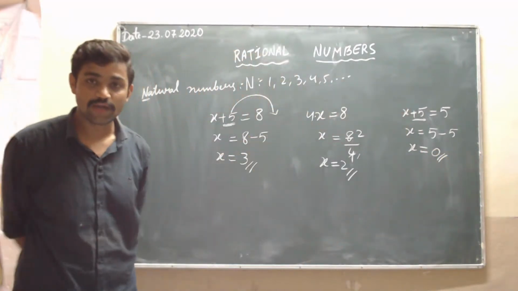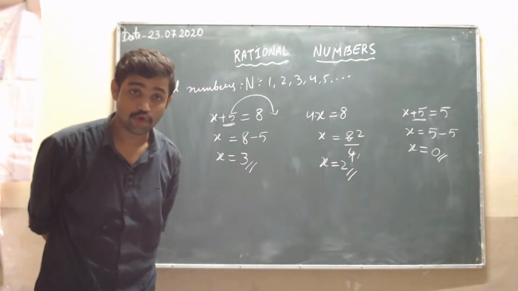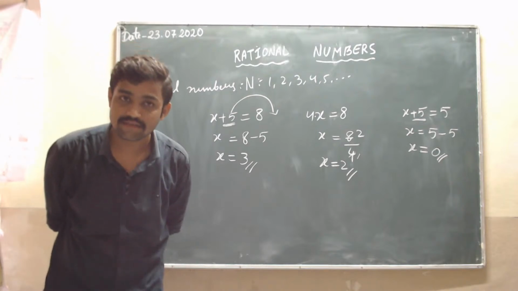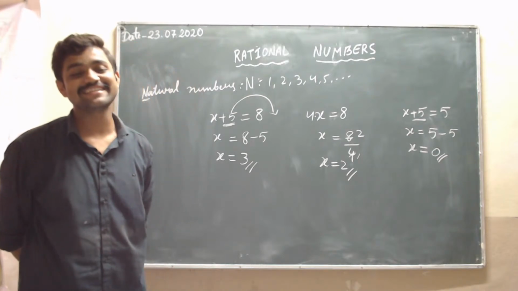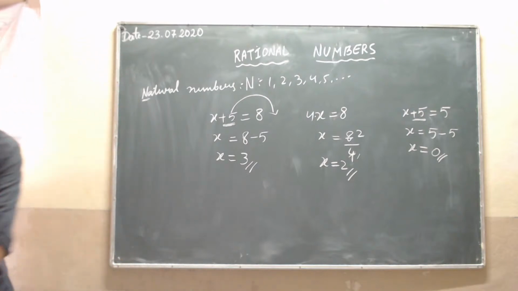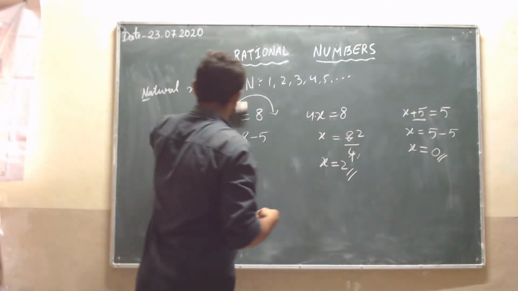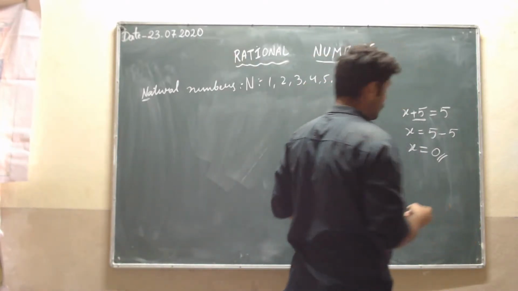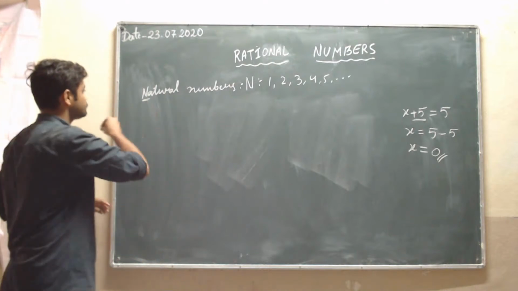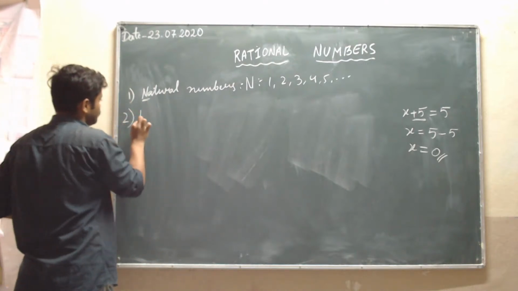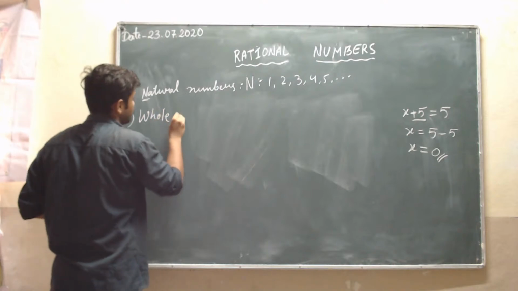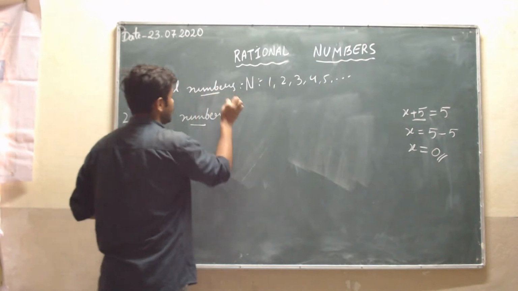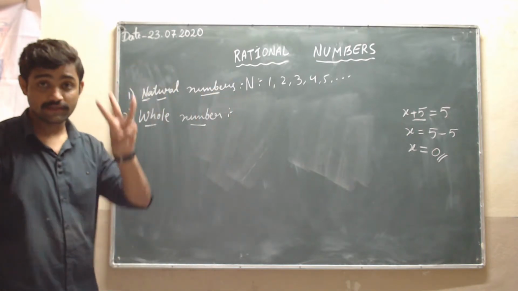Whether 0 is a natural number? No, sir. Then 0 will come under which type of number? That is whole number. By giving an example, I will explain to you. We will indicate whole numbers with W.